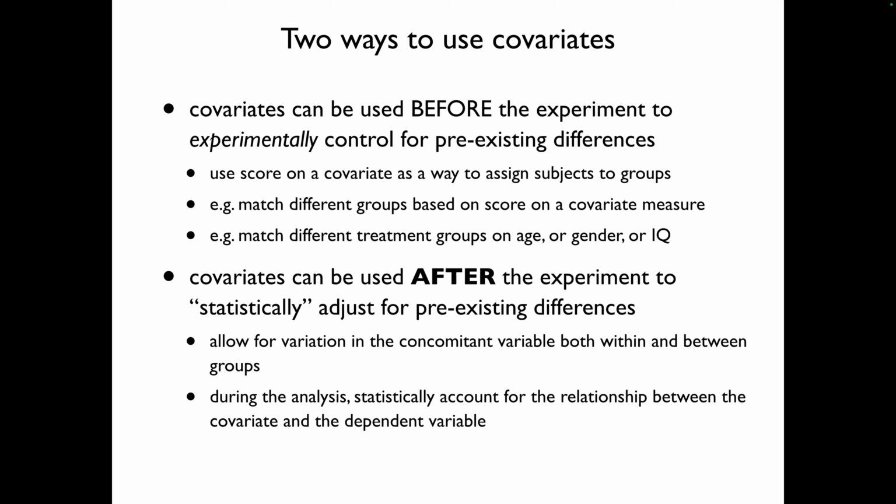So we can allow for pre-existing differences in age, for example, and then statistically correct after the fact and kind of extrapolate: what would their scores have been if they had been equal on age?